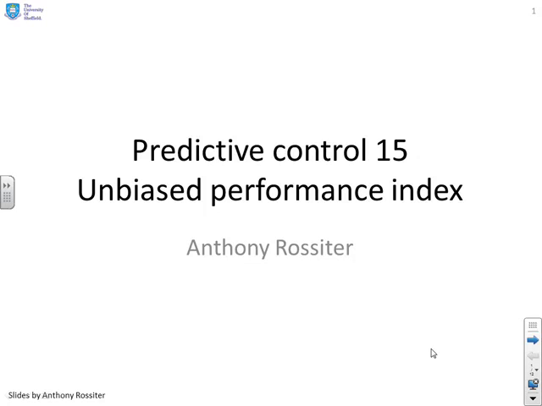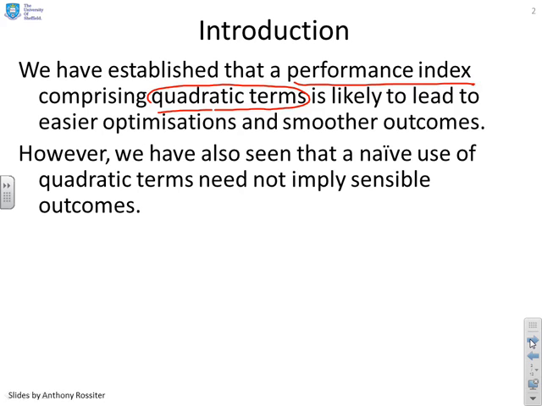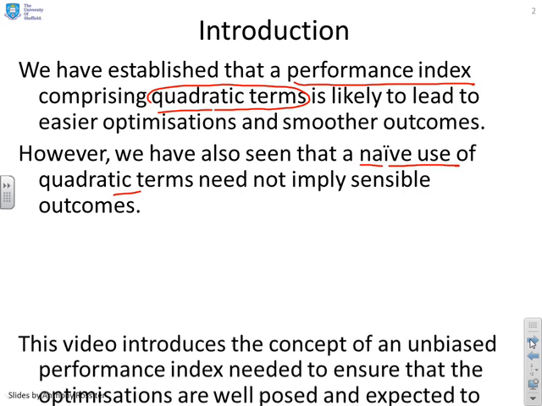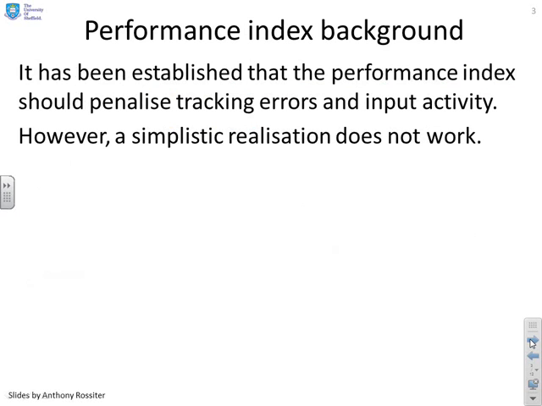This video looks at how you can create an unbiased performance index. We have established in the previous few videos that a performance index comprising quadratic terms is likely to lead to easier optimizations and smoother outcomes. However, we've also shown that a naive use of quadratic terms does not lead to a sensible outcome. So this video introduces the concept of an unbiased performance index, which is what we need to ensure the optimizations are well posed and give us sensible answers.